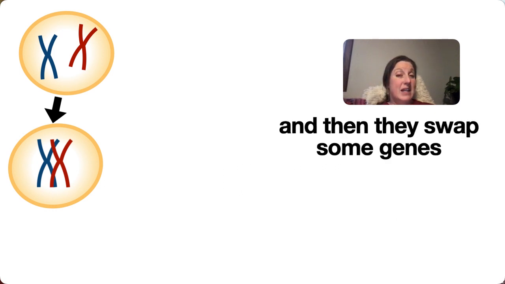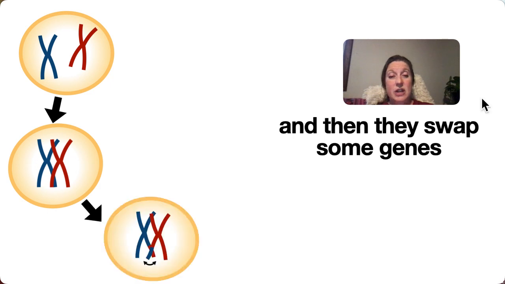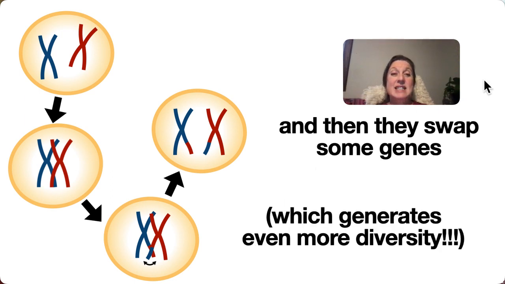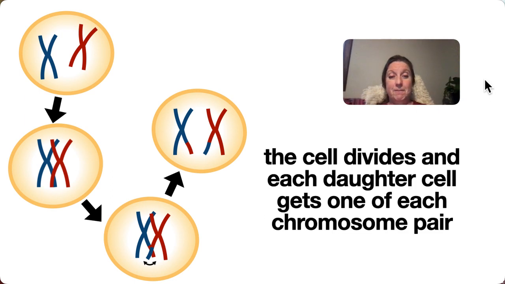Now, once they're lined up like this, sitting next to each other, they're going to swap some genes. Because they have the same recipes or the same genes, it's actually fairly easy for the DNA just to switch chromosomes. And so now, one of these sister chromatids, though it's mostly paternal, will have some maternal DNA. And one of these sister chromatids, even though it's mostly maternal, will have some paternal DNA. This generates even more diversity.